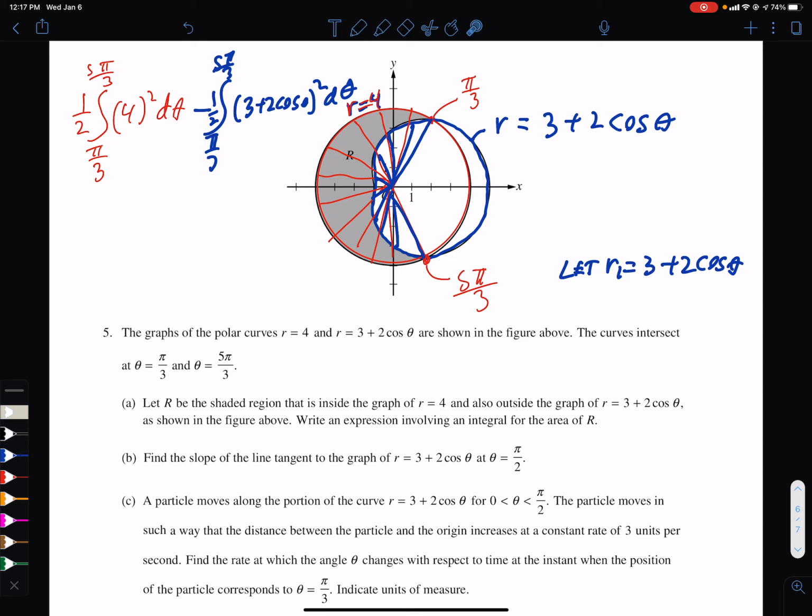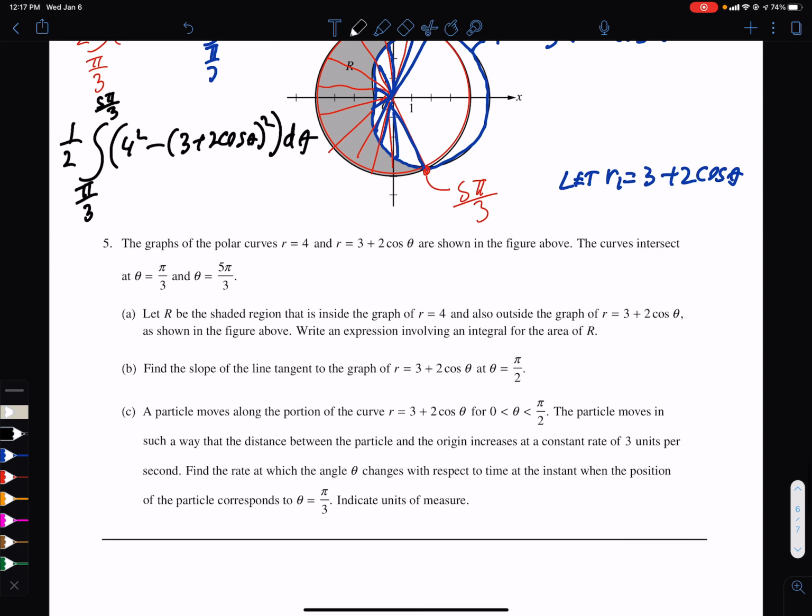But since we have the same limits of integration and they both have a half, we can rewrite this as one integral and combine them together. I don't necessarily recommend this, but it's prettier. So that answer is also acceptable for part A.